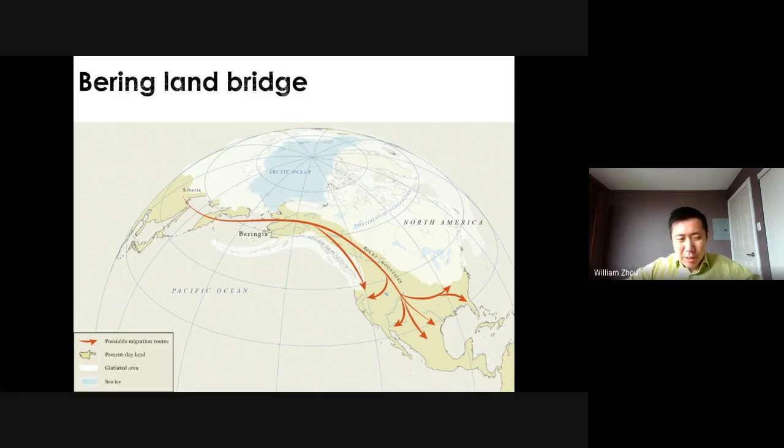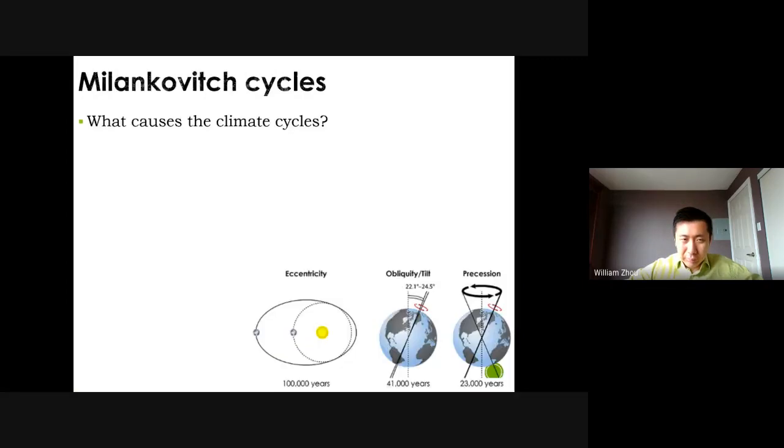So humans literally walked over into North America. Okay, so humans originated from Africa. There's no other way to get to the Americas. Humans can't swim, and a few 100,000 years ago we had no technology, so you just had to walk. And this land bridge, because of an ice age, enabled humans to walk across, and hence we see people in North and South America today.